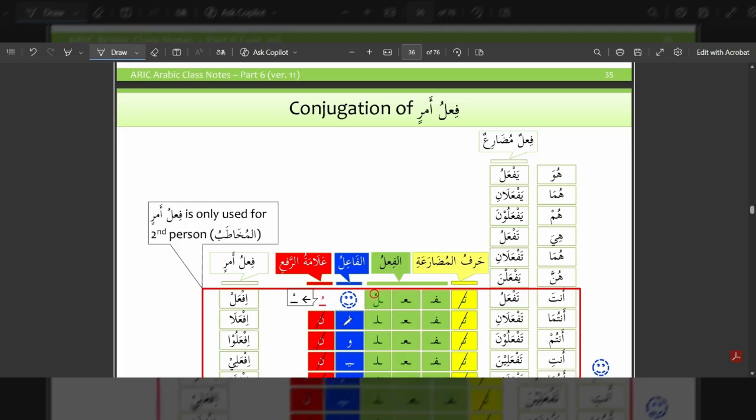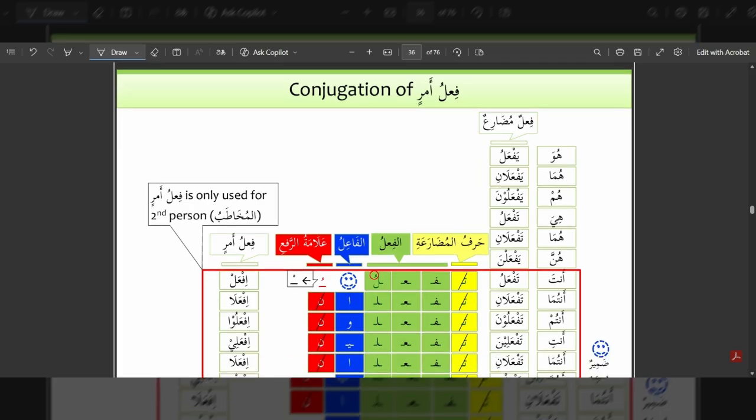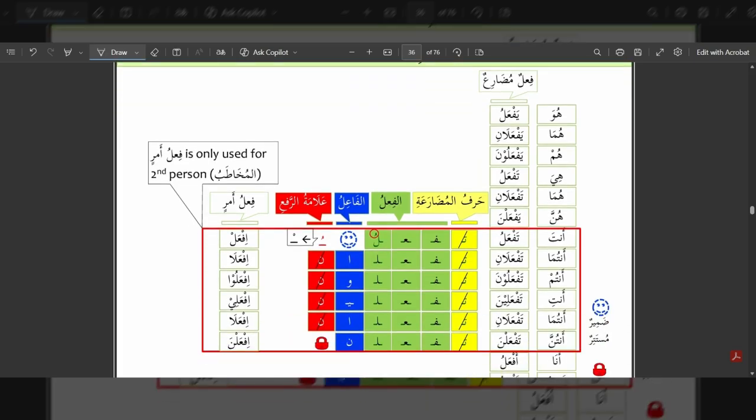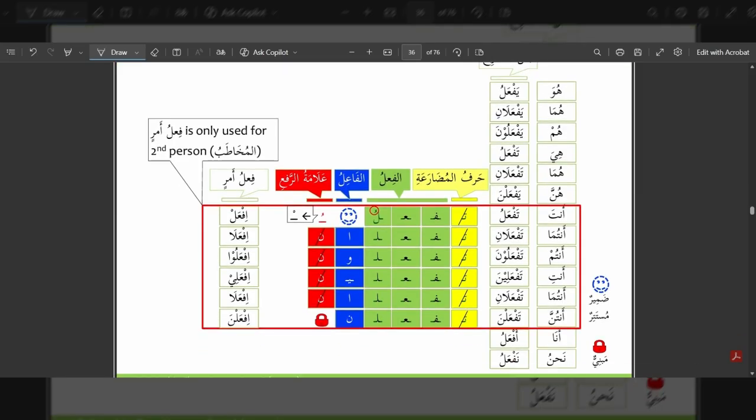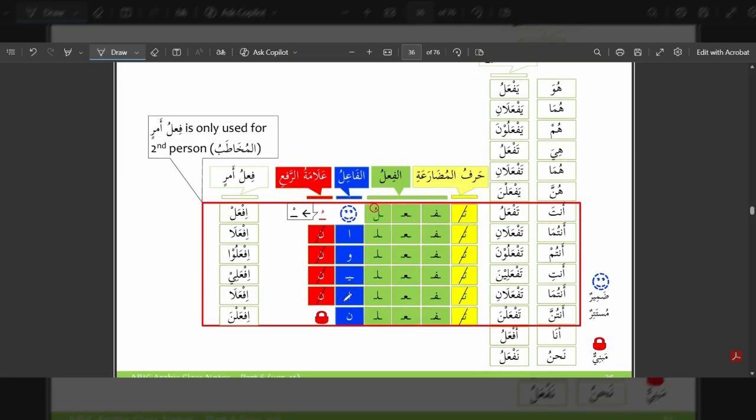So let's look at how fi'al al-amr is conjugated. So first, we can see how it is formed. So fi'al al-amr is only used for second person. It is not used for third person. Huwa, huma, hum, hiya, huma, hunna. It is not used for this. Ana, nahnu. No, it is only used for the second person, which is anta, antuma, antum, anti, antuma, and antunna.